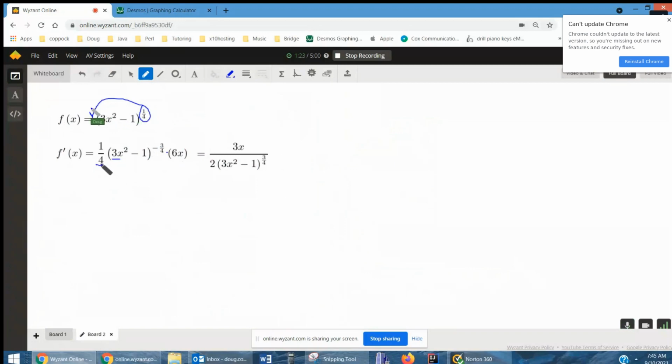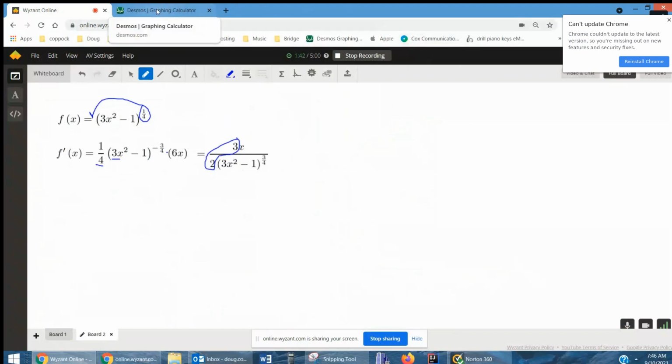And you can simplify that if you want. 6x over 4 is 3/2 x. And then I can turn this exponent positive by moving the power to the denominator. 3x squared minus 1 to the 3/4 power.